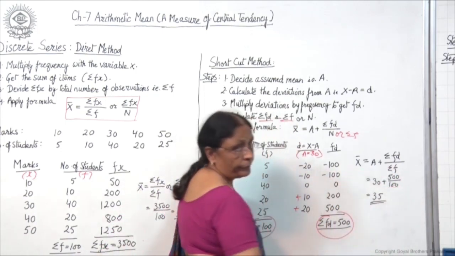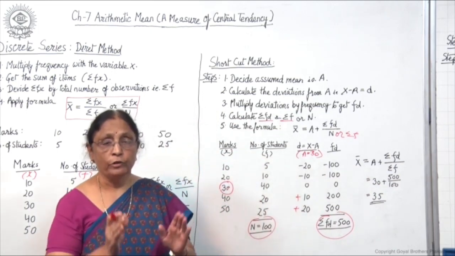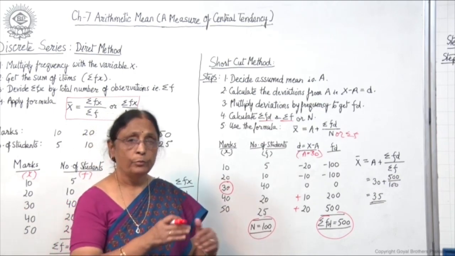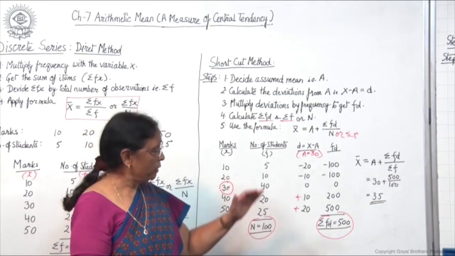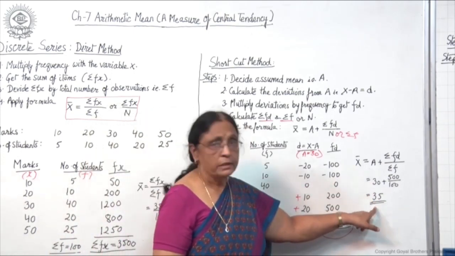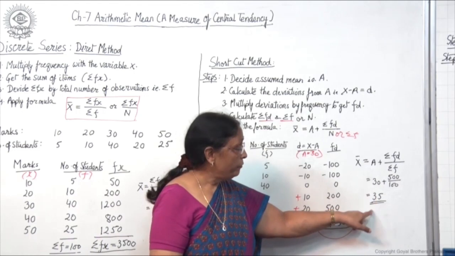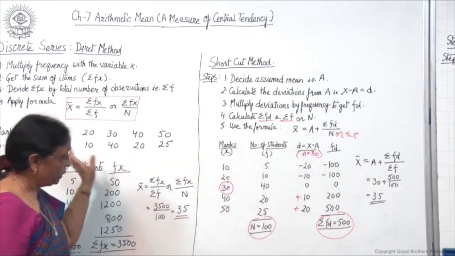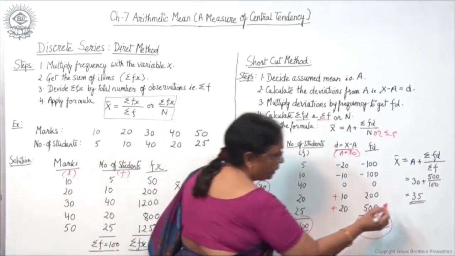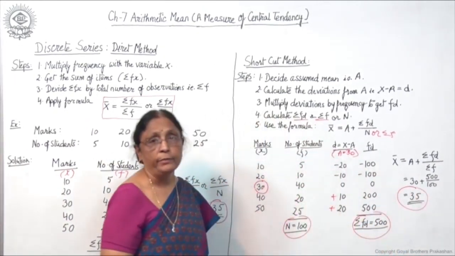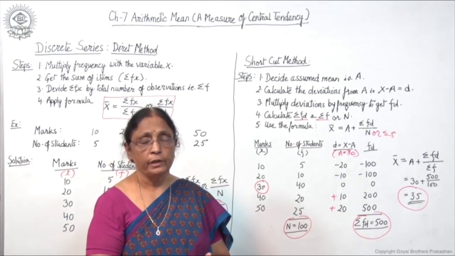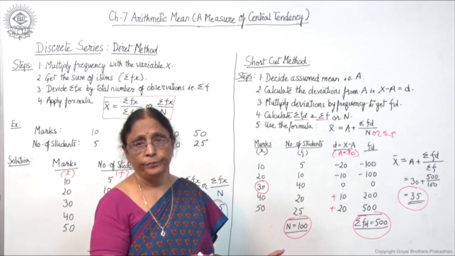Write down 100. As I told you, first write down the formula clearly, and after writing down the formula, put the values, looking at the calculations what you have done over here. And then the answer is 35, right? And when we calculated the same data with the direct method, then also the answer was how much? 35. And here again we have got the same answer. So both ways, either shortcut method or direct method, the answer is the same.